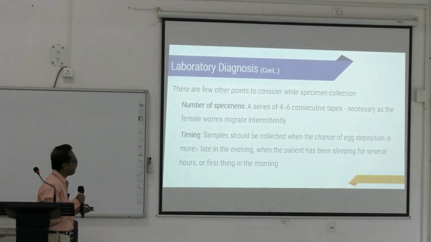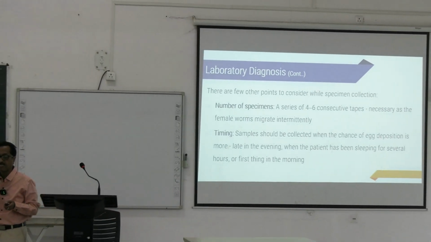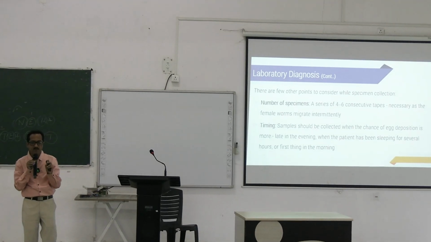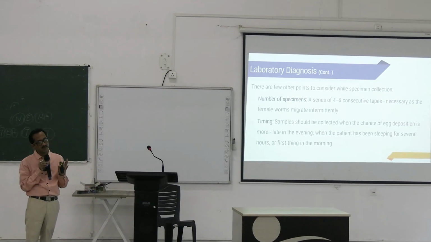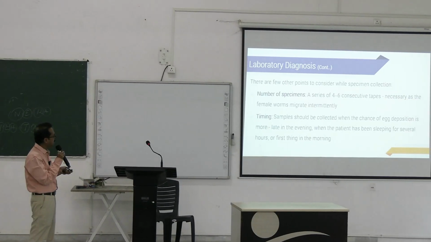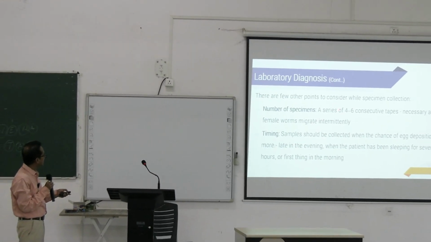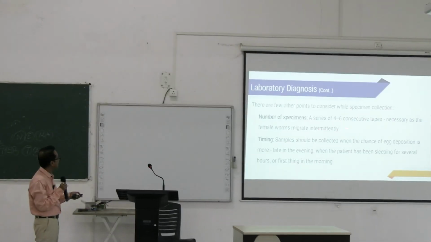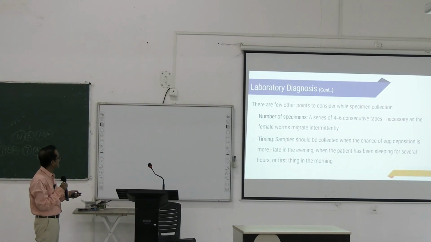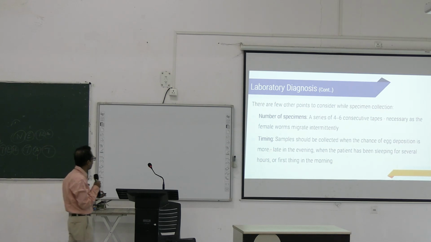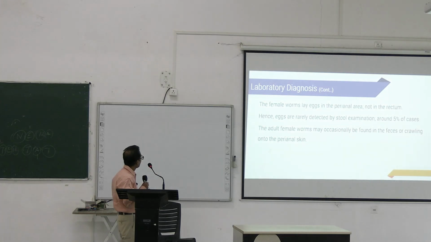When is the sample taken? Either in the evening or in the early morning, because the Enterobius female worm migrates intermittently. They are not always present in the perianal area. So 4 to 6 samples are to be collected late in the evening or in the morning. The female worm lays eggs in the perianal area, and these eggs are embryonated eggs.